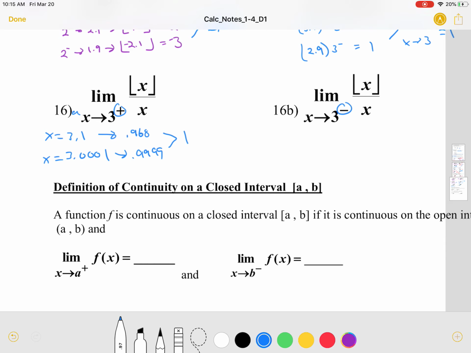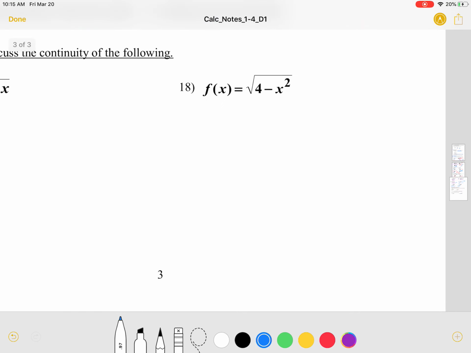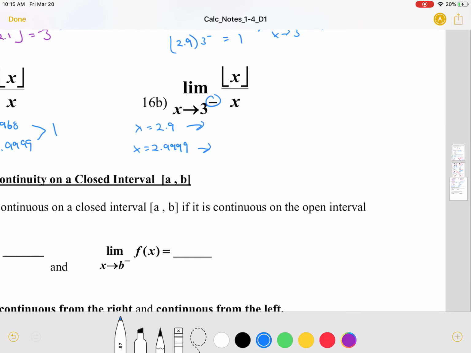Let's use x equals 2.9 and x equals 2.9999. Get crazy. For this one I got 0.6899, and for this one I got 0.66669. This might be harder to see because it's not a whole integer, but these are getting infinitely close to 2/3.